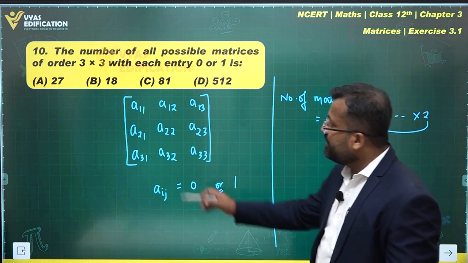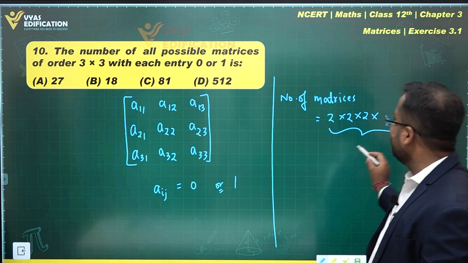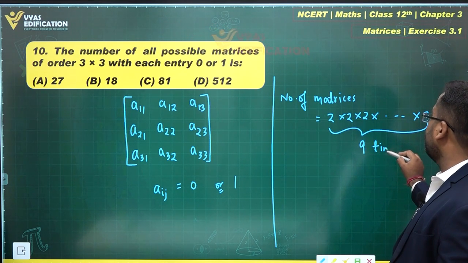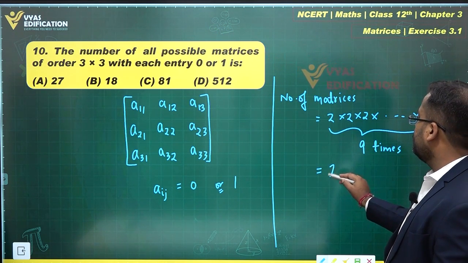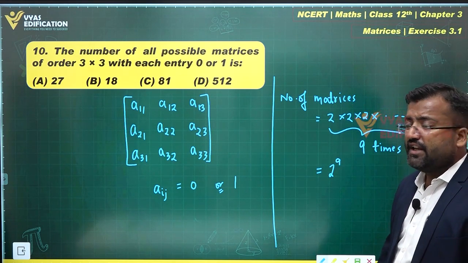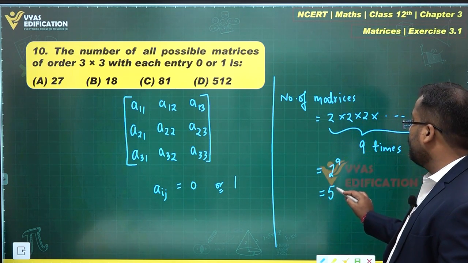How many times do you multiply 2? 1, 2, 3, 4, 5, 6, 7, 8, 9. This is actually 9 times multiplied. This is 2 power 9. And what is 2 power 9 equal to? 2 power 9 is equal to 512.